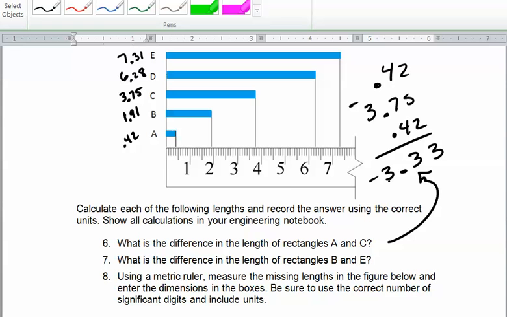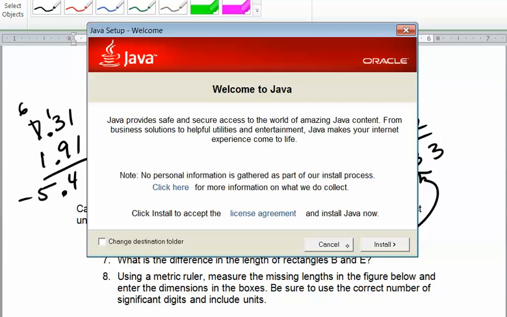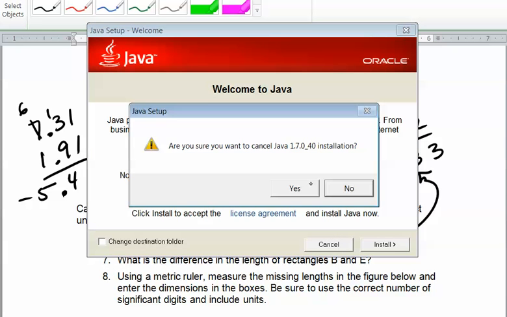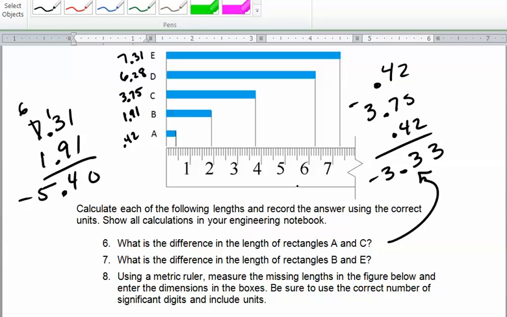B and E. E is 7.31, and B is 1.91. So when I subtract, I get 0, borrow from the 7, we get a 6, 4, 5. And again, you could say that's negative, or you could say the difference is just, oh, that's interesting, let's get rid of that. There we go. Sorry about that. Sometimes things pop up on our computers that we can't control. So someone might say it's also just a difference there of 5.4.